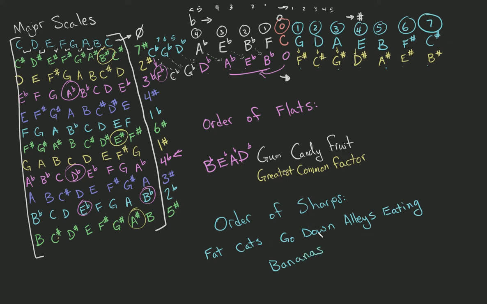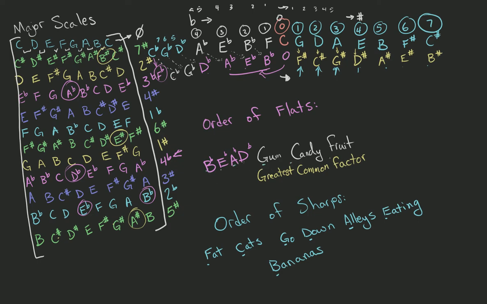And you can do fat cats go down alleys eating burgers or babes or bodacious bombs, whatever you want to say. Make it your own, or you can just simply make your own from the get-go. You can do like French cars go, I don't know. So you can make up your own, whatever's easier for you. Again, this is to help you remember the order here. F, C, G, D, A, E, and B, and then B, E, A, D, G, C, F.